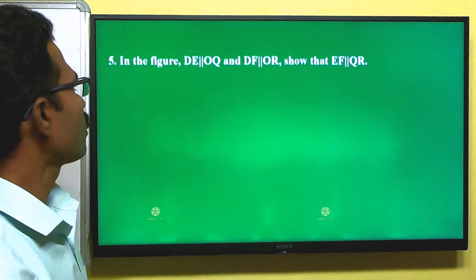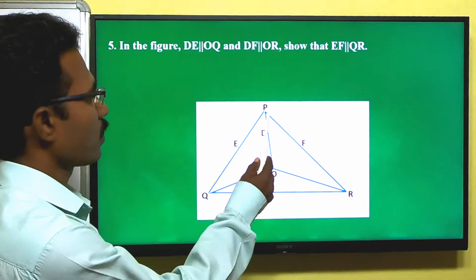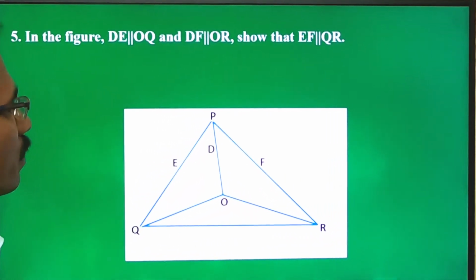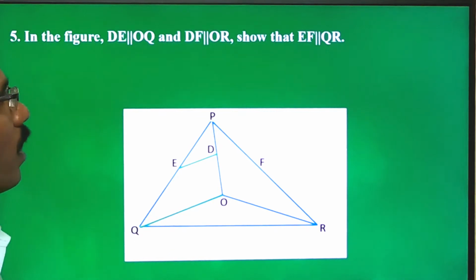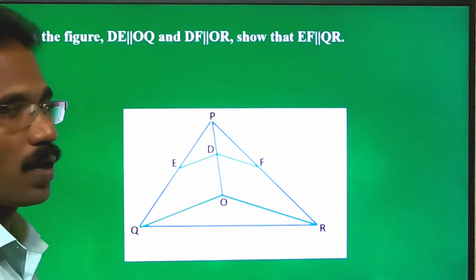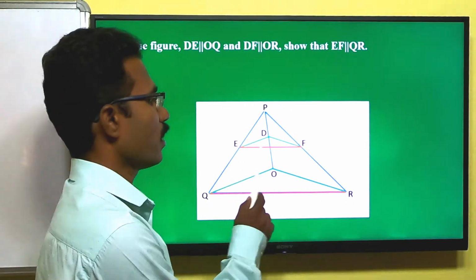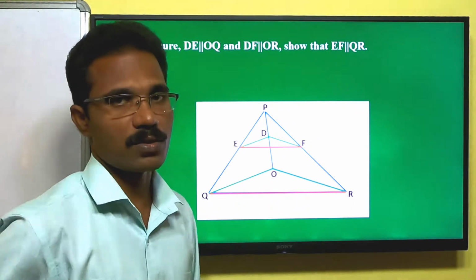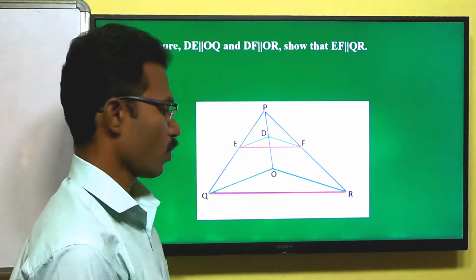The fifth question: in the figure, DE is parallel to OQ and DF is parallel to OR. So show that EF is parallel to QR. So we have to prove that EF is parallel to QR.